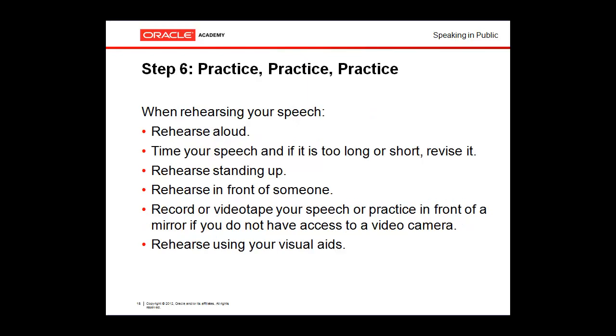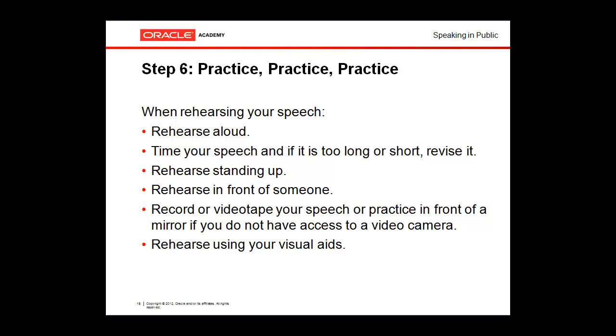Here are some ideas for rehearsing your speech. Always rehearse your speech aloud. Time your speech, and if it is too long or short, revise it. Rehearse your speech standing up. Try to practice in front of someone so you can practice eye contact and get feedback from them about your content and delivery. Tape record or videotape your speech so that you can review your vocal and physical mannerisms. Practice in front of a mirror if you do not have access to a video camera.